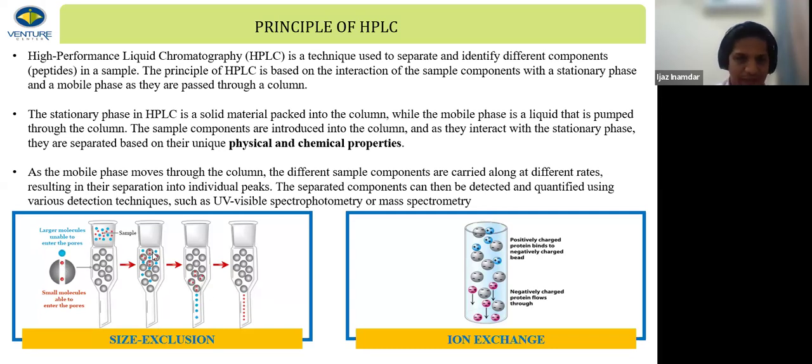Just a passing comment: if the protein is very big in size, it will elute earlier because it will not go into the pores, and if the size is smaller, it will go into the pores and come late. So you can see the big blue molecules come first, with a smaller RT, and the smaller red molecules will elute later.